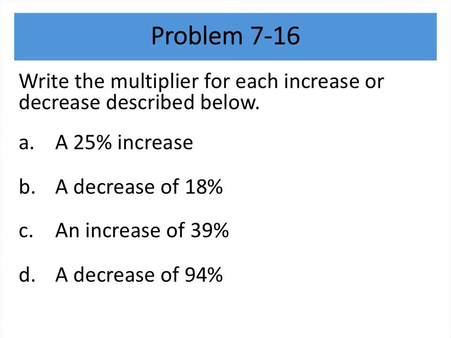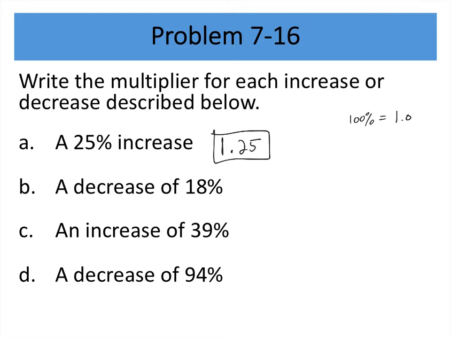Almost done here. 7-16, write the multiplier for each increase or decrease described below. So if something's increasing by 25%, if I said that's 0.25 as my multiplier, that would actually be a decay because it's between 0 and 1. And so if I want it to be increasing, I need to take 100% of the value, which as a number is just the number 1. So if it's an increase of 25%, the multiplier is 1.25.